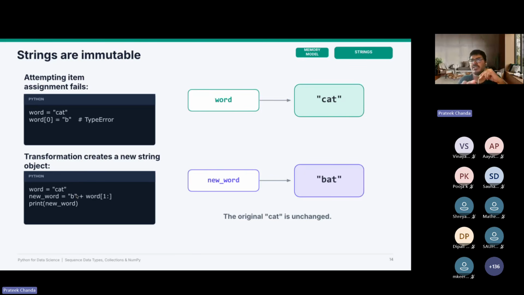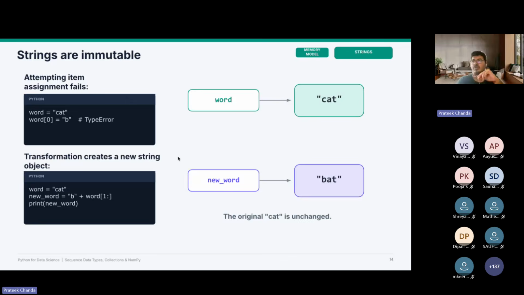So the original cat remains unchanged because this variable word actually is not changed. If you print word, it would still return you cat itself. It won't return you bat. So you're not changing the original word. You are actually just creating a new word, which is a new variable, and you are just assigning that. So that's what immutability means in case of strings. There are some sequential data types which are mutable, which we'll look at. For example, list and array and all those things are mutable, and you can change such aspects, unlike in the string.